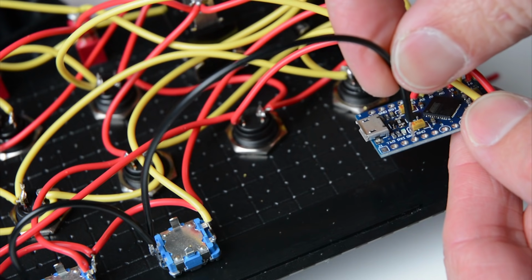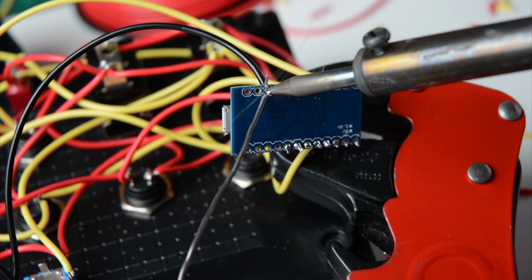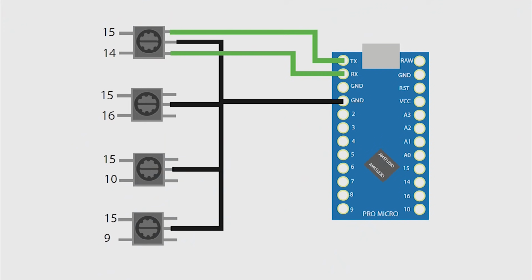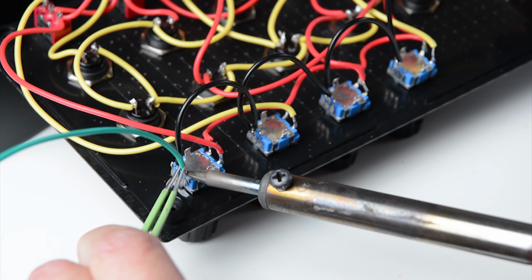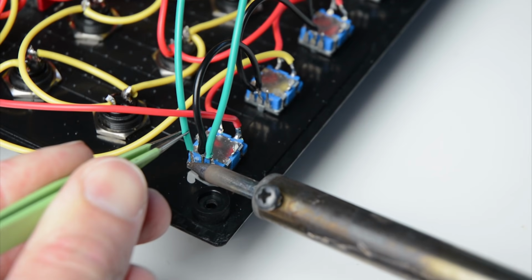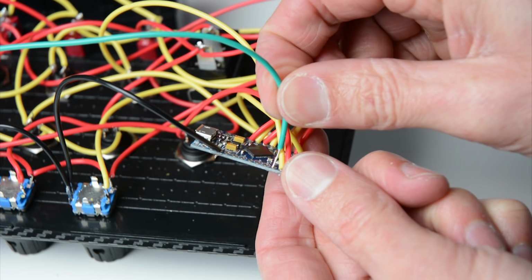The pins either side of the center pin are used for sending the signal. These need to be wired to TX and RX for the first encoder, the second encoder to pins 2 and 3, the third encoder to pins 4 and 5, and the fourth encoder to pins 6 and 7. Solder these wires onto the encoders and then onto the board.